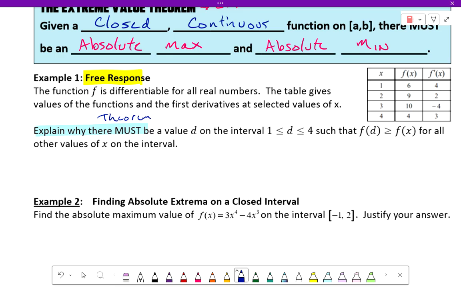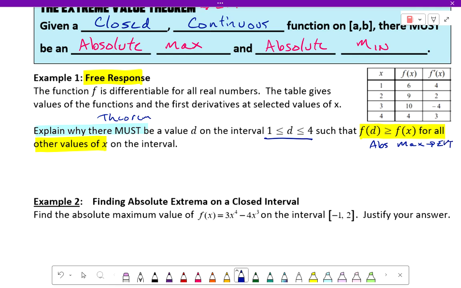Explain why there must be a number on the interval from 1 to 4 such that f of d is greater than or equal to f of x for all other values of x. Or in other words, there's some y value that is greater than or equal to all the other y values. What is it describing if some y value is greater than all the other y values? That is an absolute max. That is what that says. It's a little bit of translation. Oh, that means absolute max. Which theorem do you think we're describing here if I'm talking about an absolute max? EVT. This is EVT.